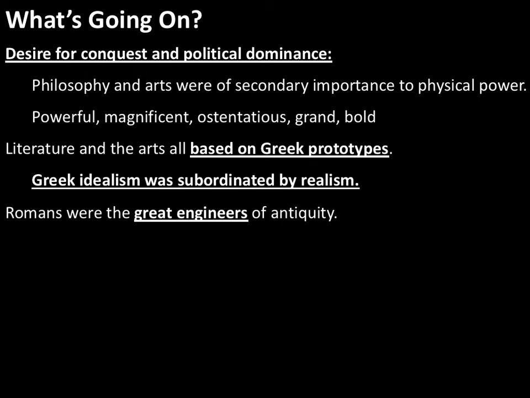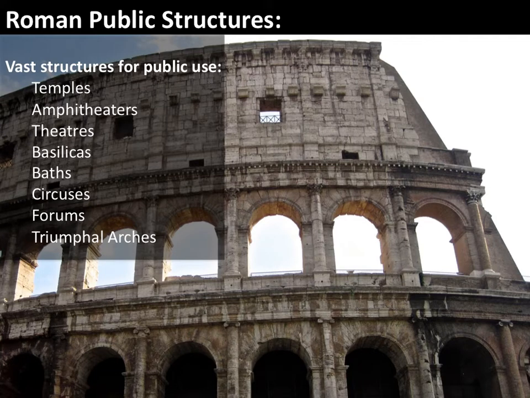But the thing the Romans were amazing at was engineering. They engineered roads. They engineered astounding ways to move water from up in the mountains down into the center of cities. They were really quite astounding engineers. And they engineered vast structures, huge structures for public use. And we'll see some temples and amphitheaters and theaters. They also had basilicas and baths, circuses, forums, and triumphal arches. So numerous ways that they were using their architecture to proclaim the glory of Rome.